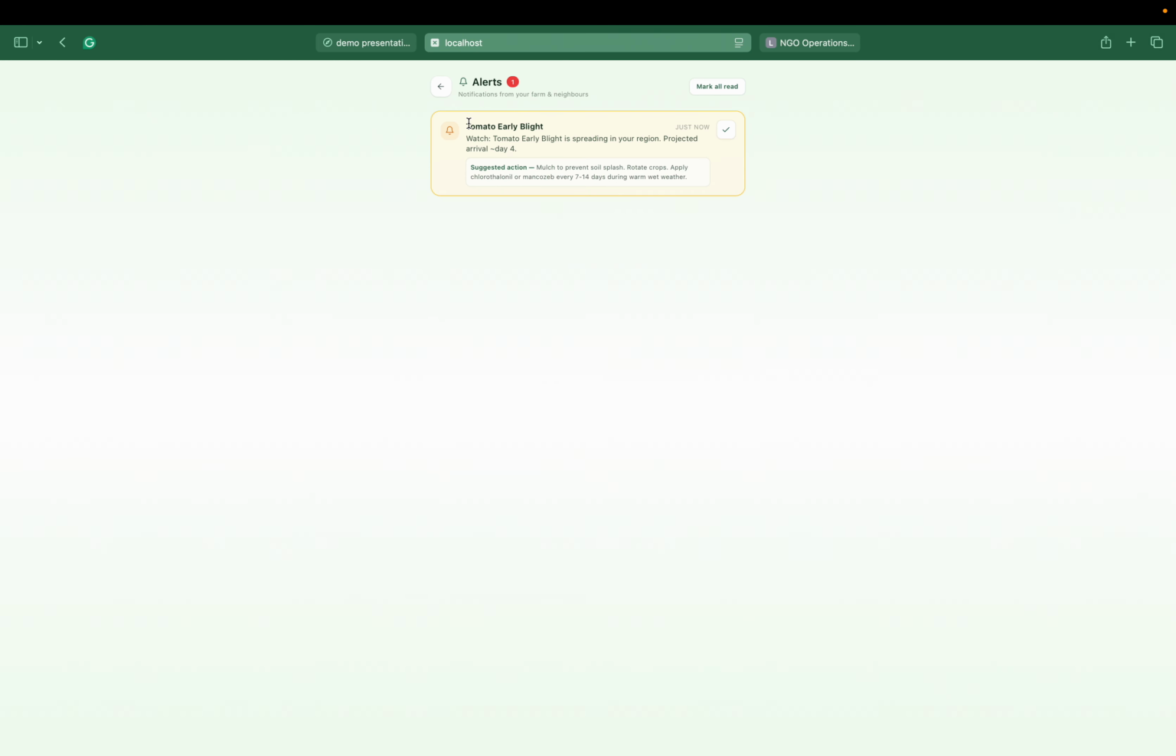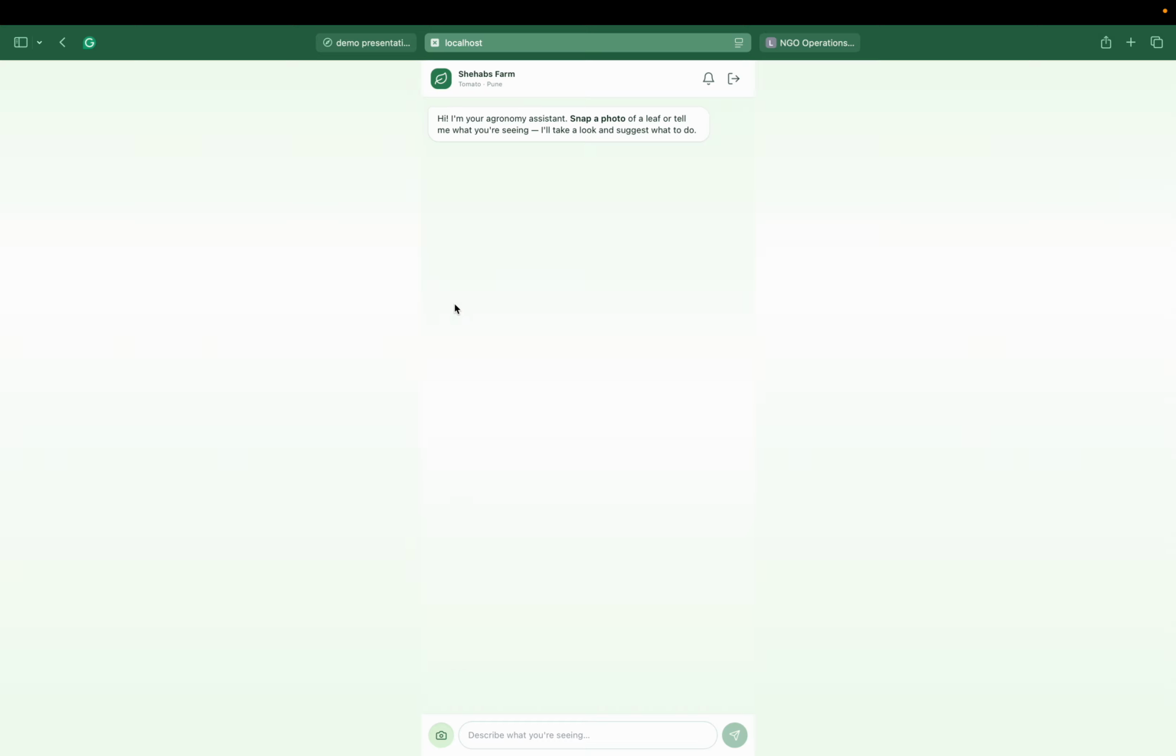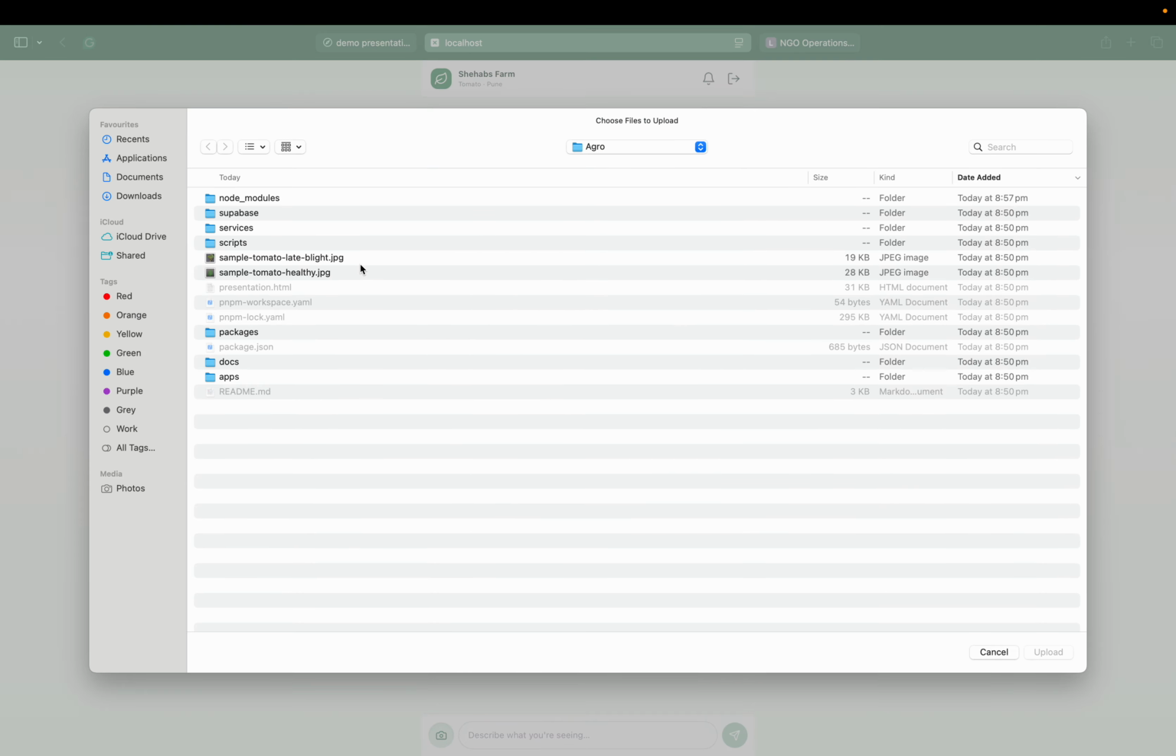what we'll find is that we get a new alert that tomato early blight will spread in the region and is projected to arrive to me by about day 4. So they give us small suggested actions. I'm able to read this and then communicate with this model right here.